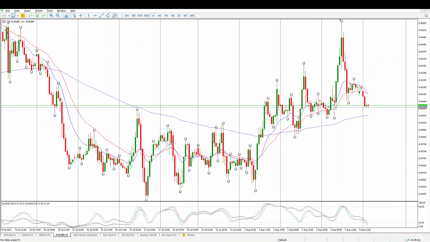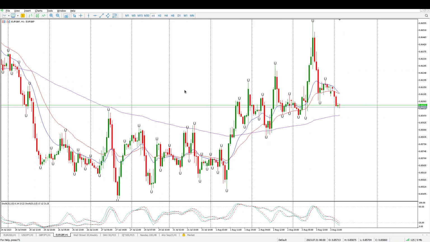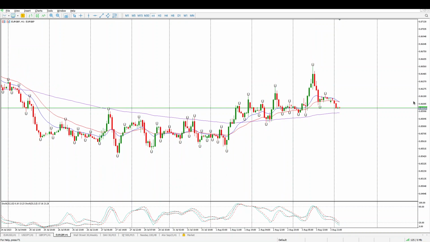To be honest, the Japanese yen pair is probably where the action is today, and not so much the dollar until non-farm payrolls. So British pound Japanese yen looks like the only real opportunity we have today.